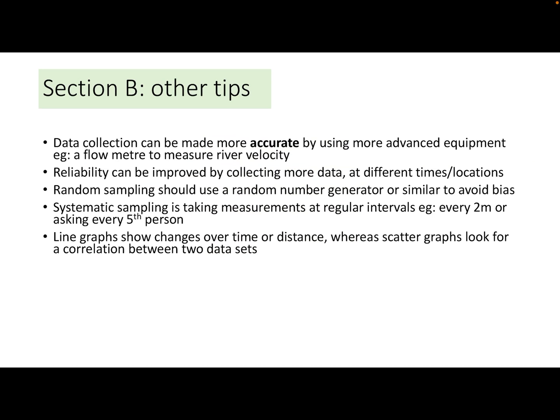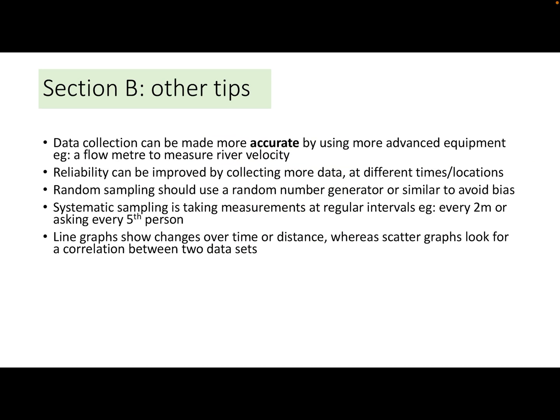If you want to improve the reliability of your data, a good answer to always give is just collect more of it. It's more reliable to have 100 questionnaires where you're asking people's opinion about regeneration than it is to only have 5. Also, it might be good to collect data at different times of year, different times of day, maybe different locations. That can improve reliability.